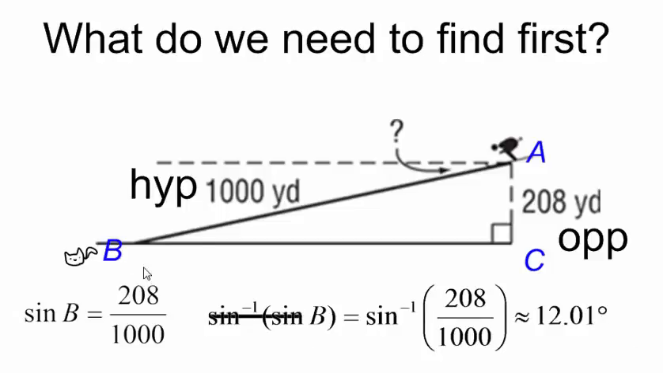I'm rounding this second decimal place up. So if this angle here is 12.01 degrees, then our angle in question is 12.01 degrees as well, because they're alternate interior angles of parallel lines. That concludes today's lesson on angles of elevation and depression.